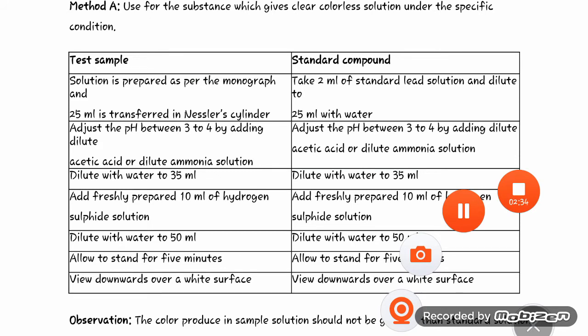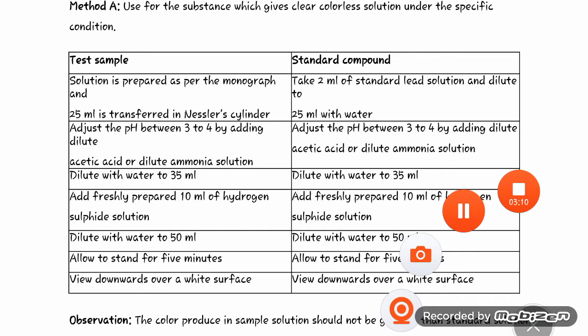If it is too acidic, then we add ammonia solution. If it is too basic, then we can add acetic acid to maintain its pH at 3 to 4. Then dilute it with water and make up the volume to 35 ml. Add freshly prepared 10 ml of hydrogen sulfide solution in that. Next, dilute it with water and make up the volume up to 50 ml. Then allow it to stand for 5 minutes.